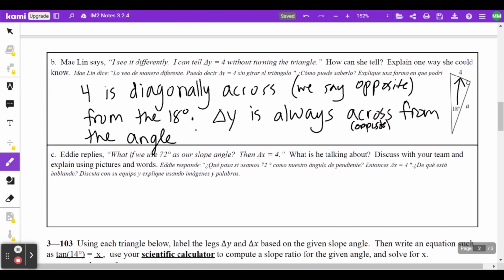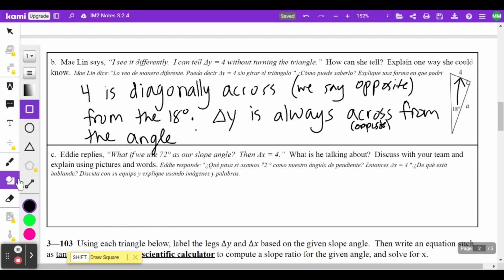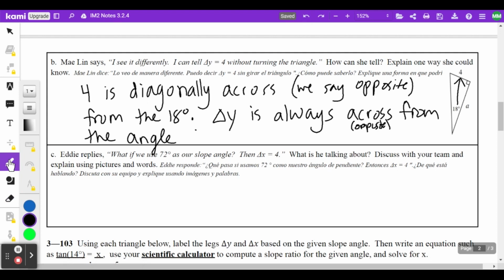And Eddie says, what if we use 72 as our slope angle, then change in x is 4? What's Eddie saying? Ooh, okay, that's interesting. So here, that doesn't look like a right triangle. I'll do it again. I wonder if I have a right triangle. I do not. Okay, anyway.